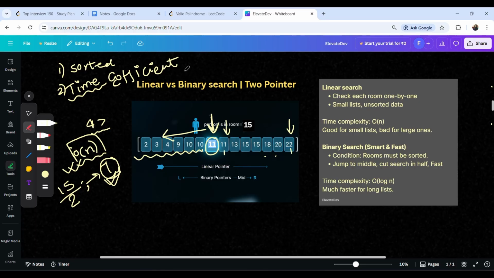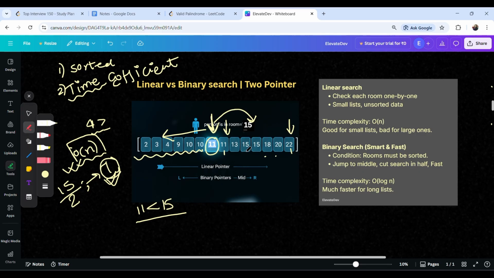You have reached the mid position and you have found out that the current room number at the 7th position is 11, which is less than the room number you are trying to find, which is 15. You will say that, okay, now I know that I don't have to go backward where the elements have lesser values, but I have to go towards where the room numbers have higher values. So this is the smart approach you have used, and using this approach you have already reduced your problem data to half.